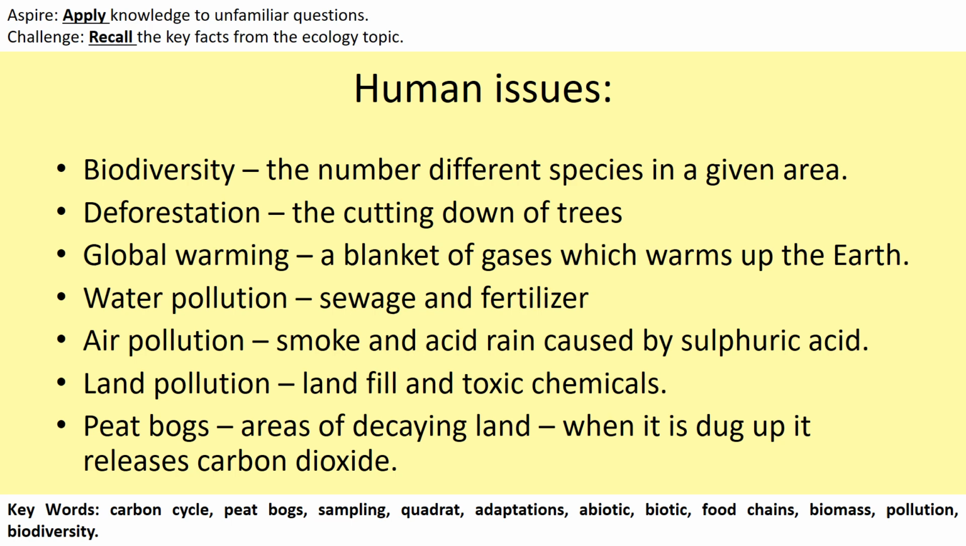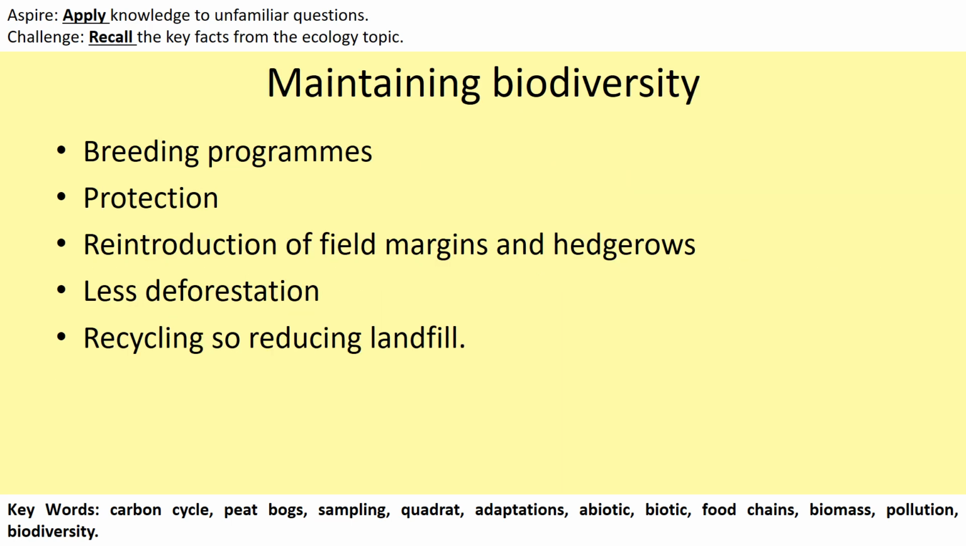Peat bog areas we talked about. So these decaying areas of land, and when it's dug up, it releases carbon dioxide. People use it for fertilizers and things like that. So they're the bits that you have to remember from those human issues.